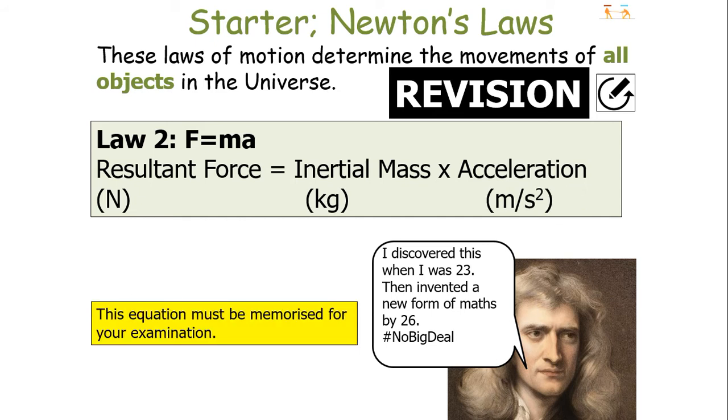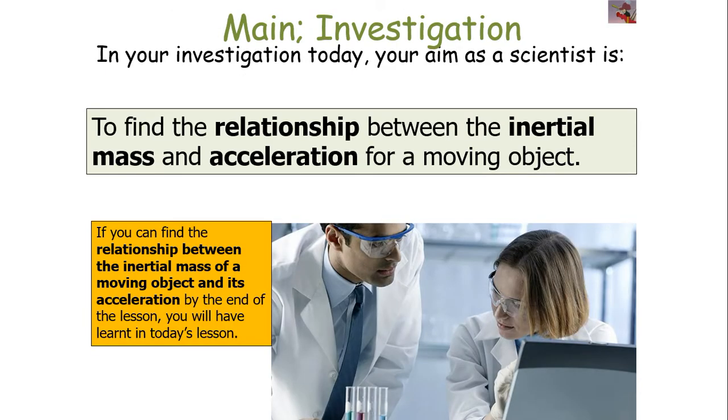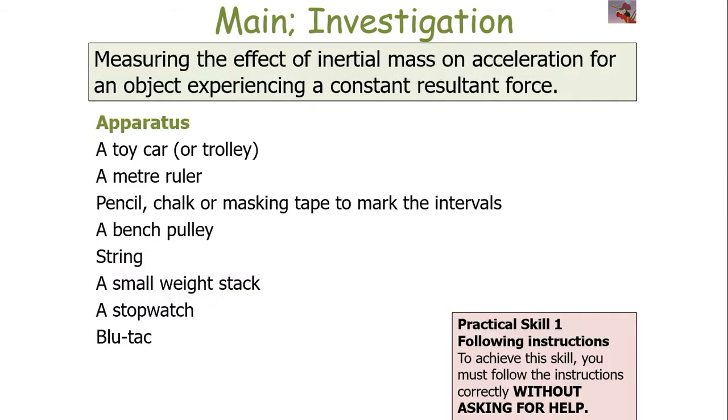Obviously, this equation needs to be memorised for your examination. You need to be able to use it, recall it, and rearrange it in your examination. But in today's lesson, we're going to see if we can experimentally verify it. It's very, very common to be used in examination questions. So in our investigation today, we're going to try and find the relationship between the inertial mass and the acceleration for a moving object. If you can find how they link together, you have learned what's needed in this required practical.